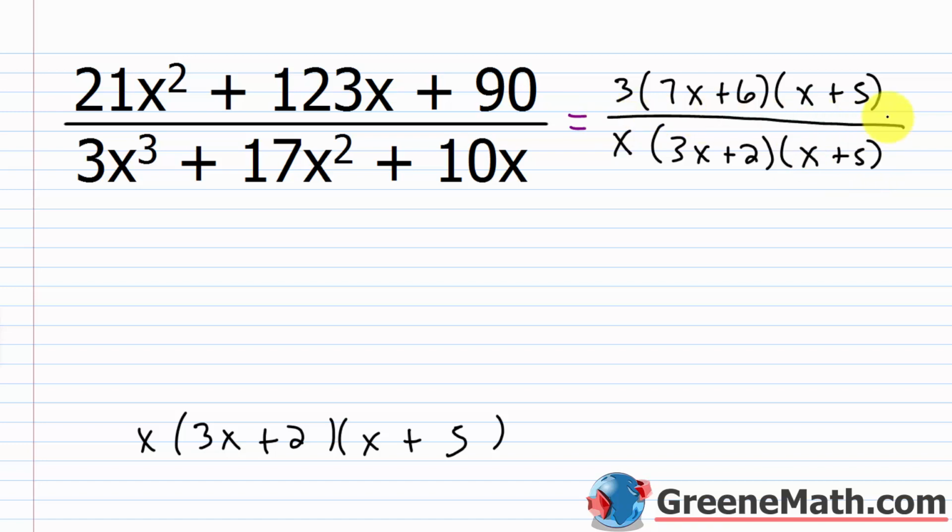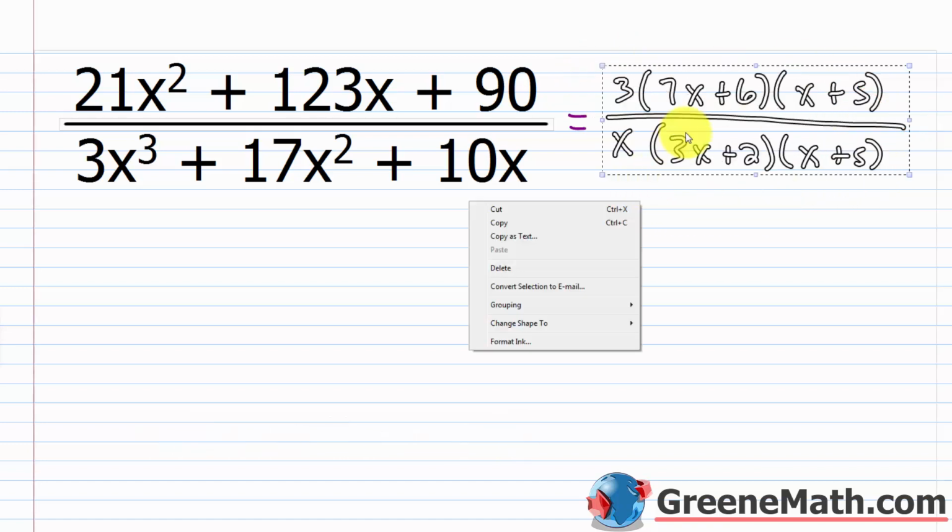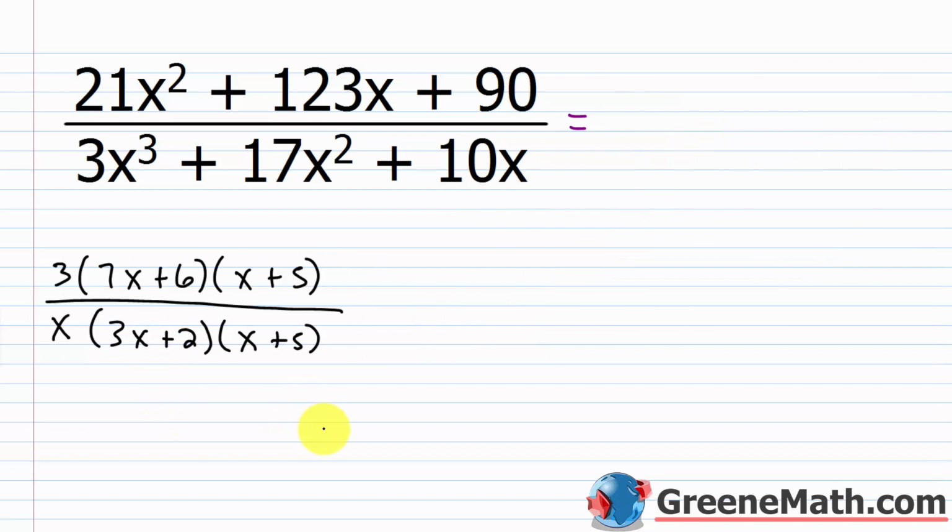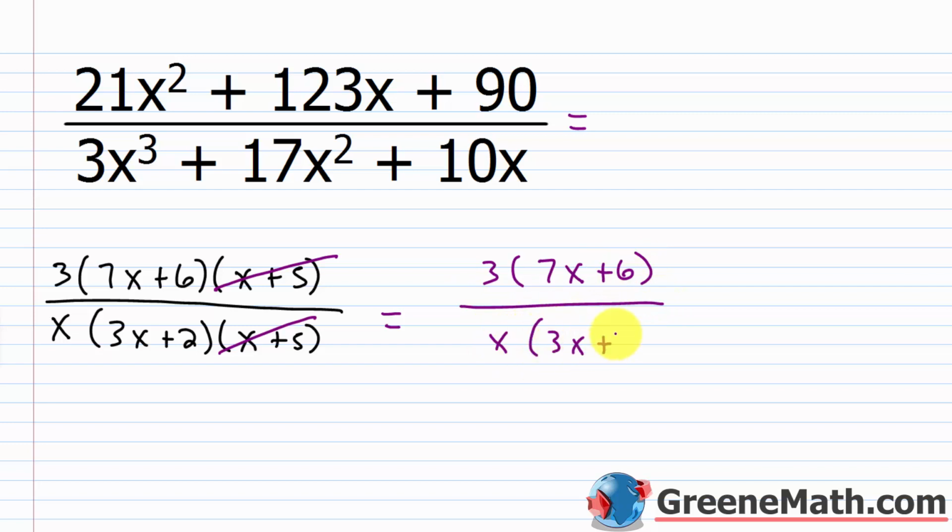Okay. All right, let's drag this guy down here so we have a little room. So we can see that we have a common factor of x plus 5. Cancel this with this, and I'm left with 3 times the quantity 7x plus 6 over x times the quantity 3x plus 2.